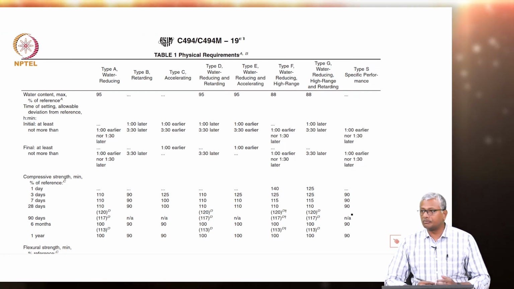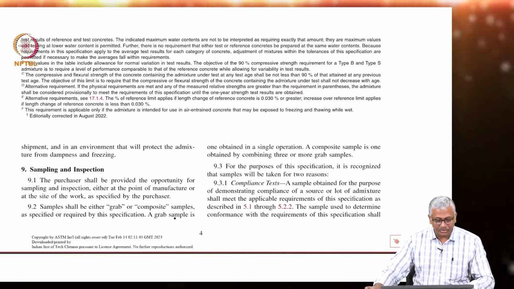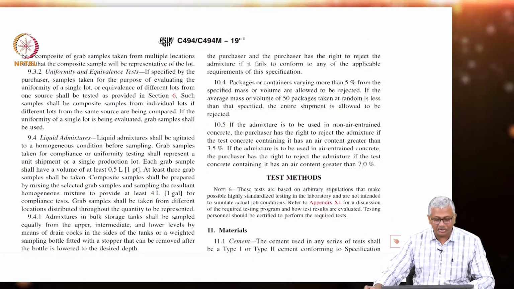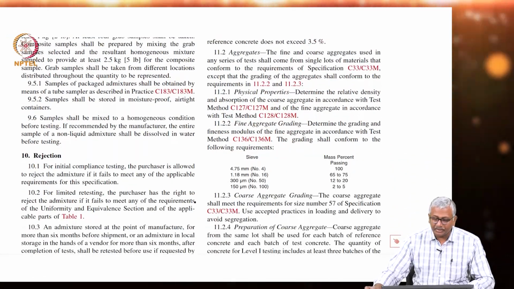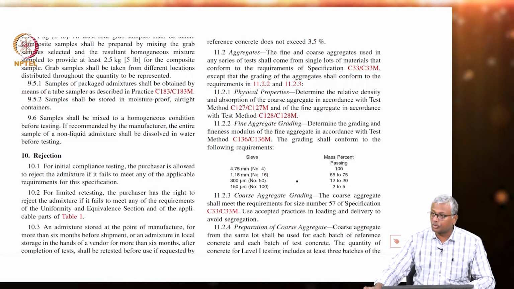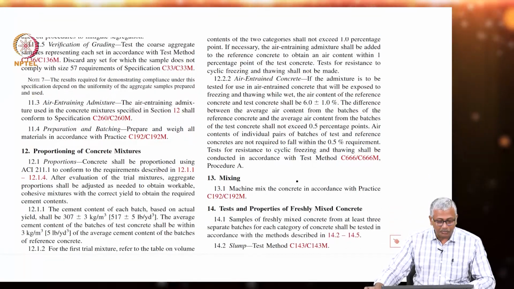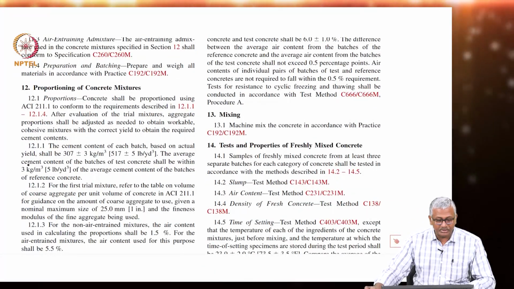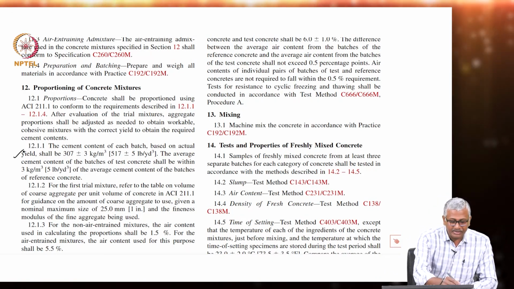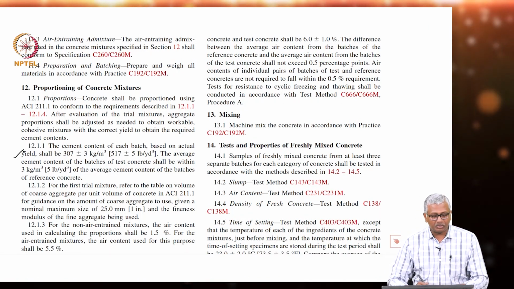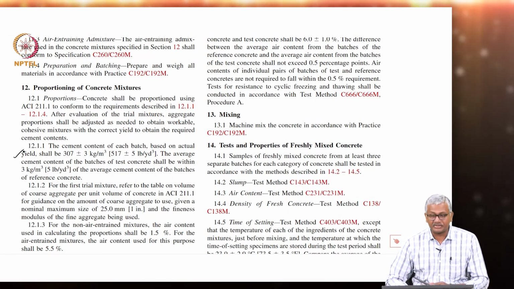So, you have designed a reference mix in ASTM very specifically. So, it gives you a clear idea about what the reference mix should be. Just 1 minute, let me get to that section here. It gives you the grading of the aggregate to be followed for the reference mix, and then it also gives you mixture proportioning of the concrete mixtures. It says that cement content of each batch based on actual yield shall be 307 plus or minus 3 kilogram per cubic meter. The average cement content shall be within 3 kilogram per cubic meter of the average content of the batches of reference concrete.